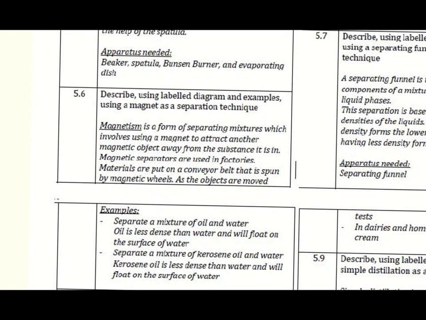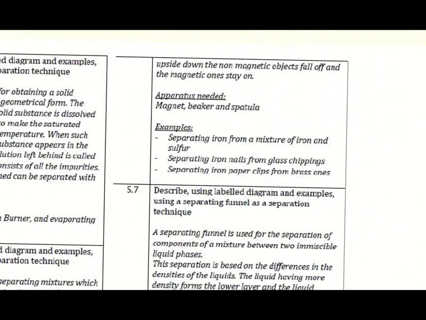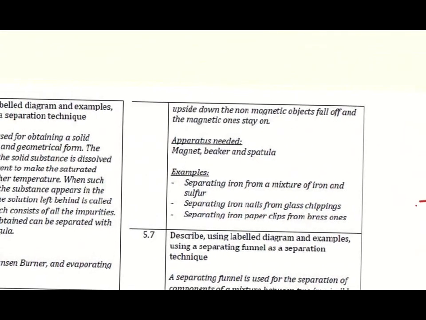A magnet. How to use a magnet as a separation technique. You know that magnetism is a form of separating mixtures which involves using a magnet to attract another magnetic object away from the substance it's in. Like you can separate iron from other metals that might be mixed with it using a magnet. This method can be used in factories. Materials are put on a conveyor belt that is spun, meaning it turns very fast, by magnetic wheels. As the object moves upside down, the non-magnetic objects fall off and the magnetic ones stay on.